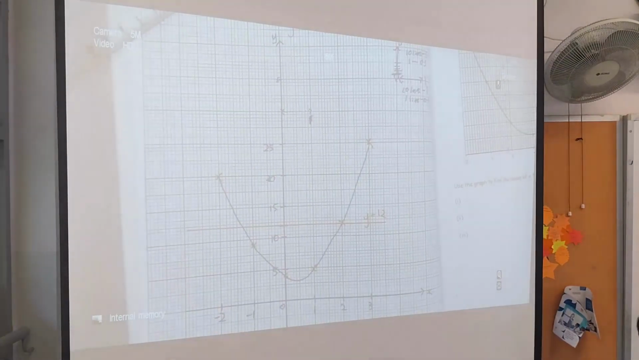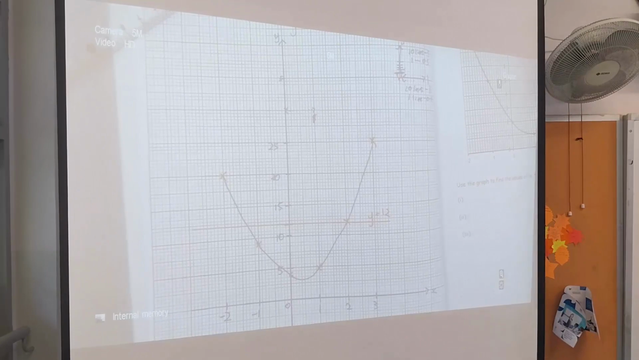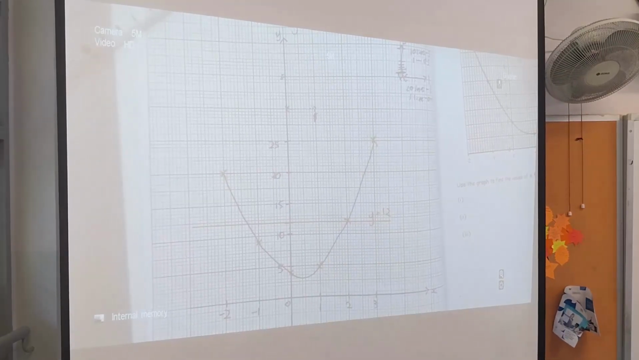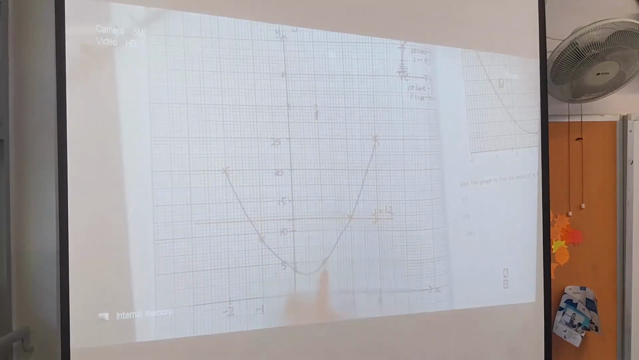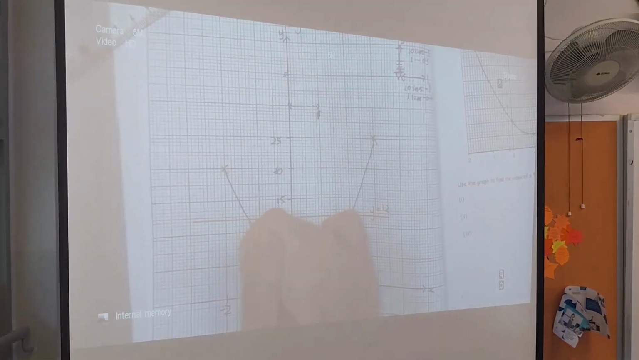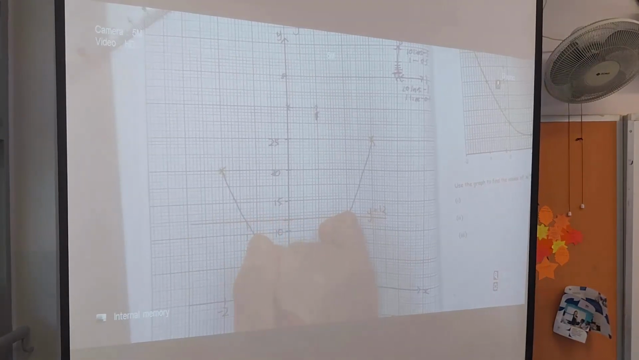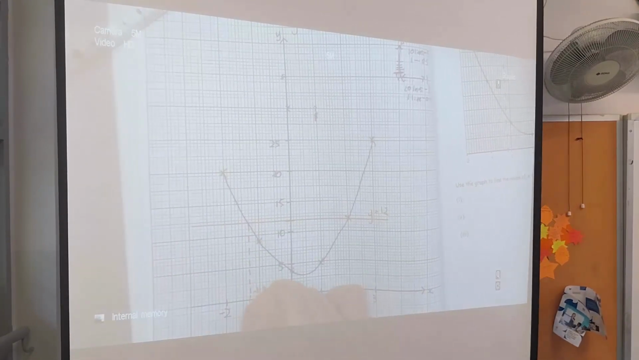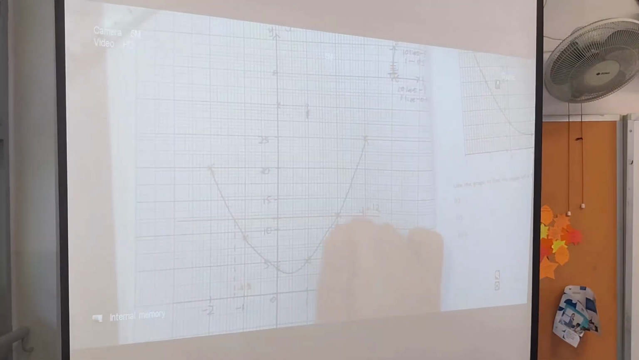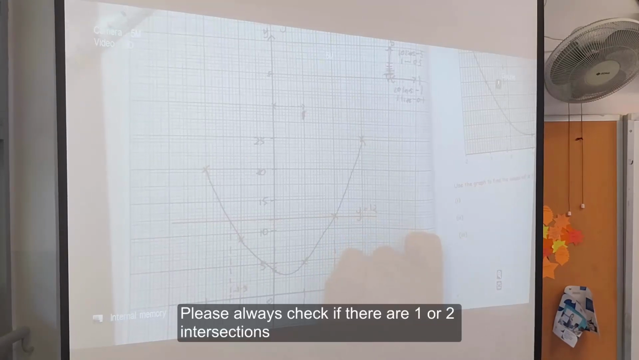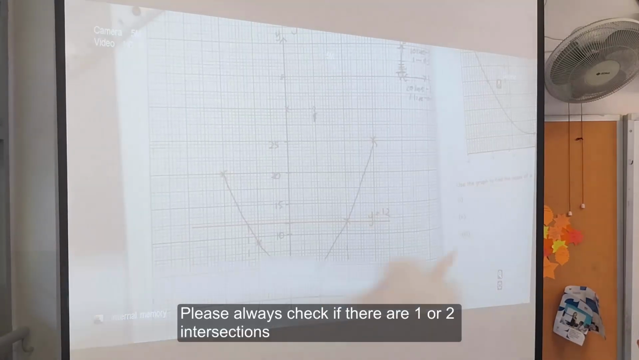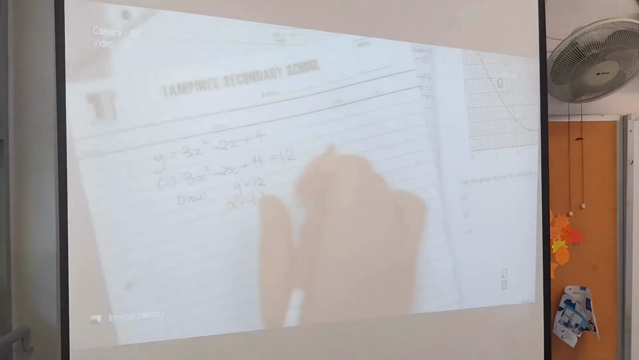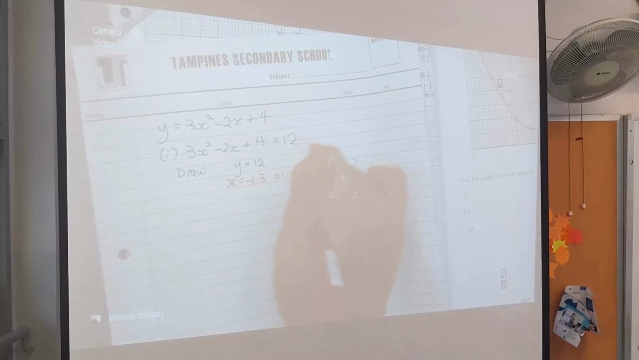Now, what are the two x values that intersect y equals 12 and the curve? The red line and the blue line, what are the intersecting points? So now we will read the x-axis. The point is negative 1.3, and the next point is 2. So when we write the answer, we will write x equals negative 1.3 or x equals 2.